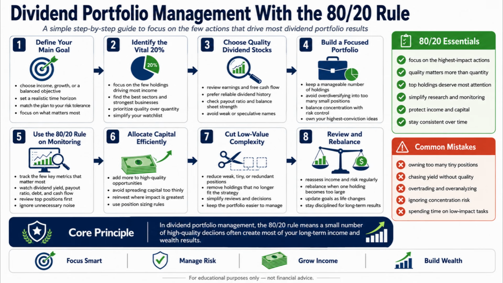In conclusion, the 80-20 rule can make dividend investing simpler, clearer, and more effective. By focusing on a small number of high-quality decisions, investors can improve long-term income and wealth results while reducing unnecessary complexity. This video is for educational purposes only and is not financial advice.